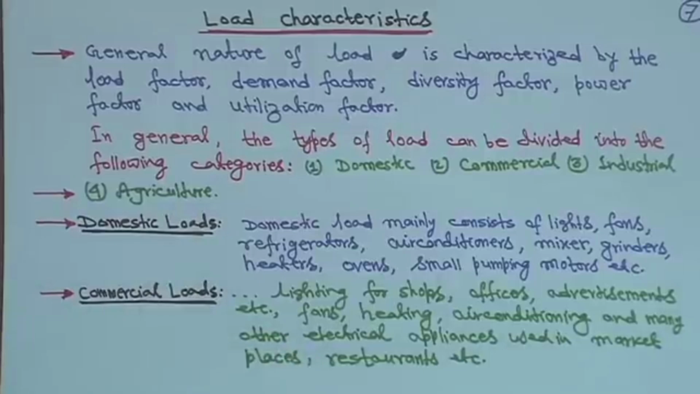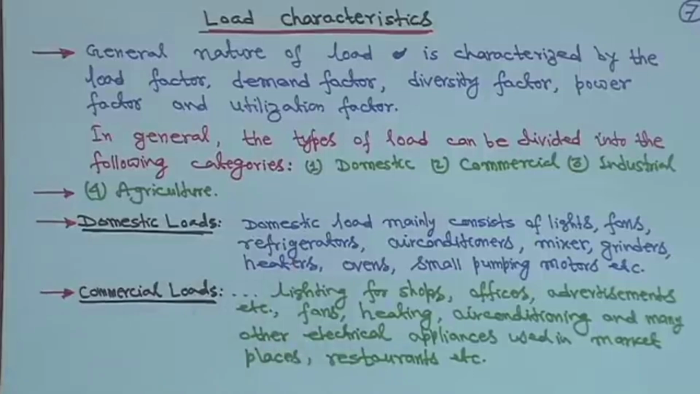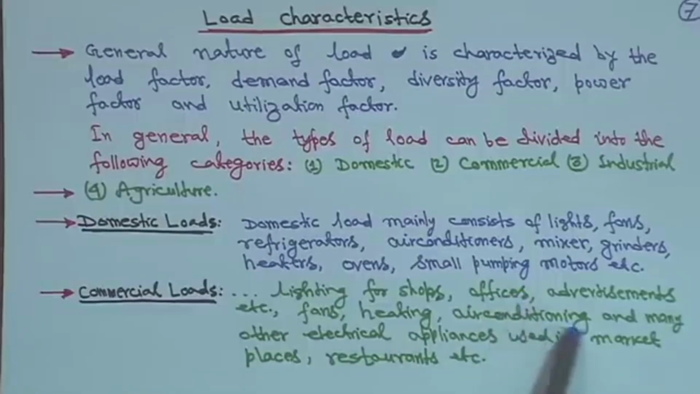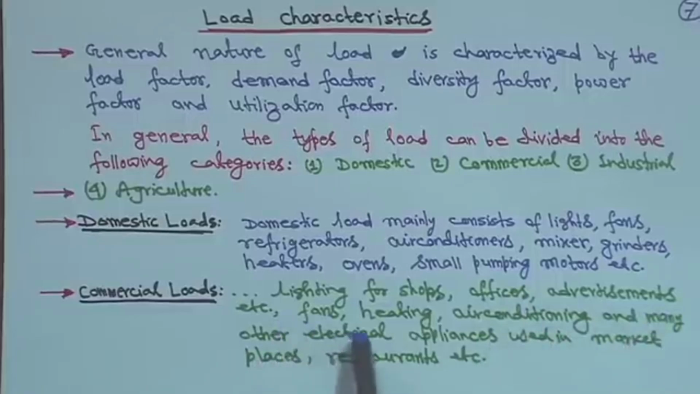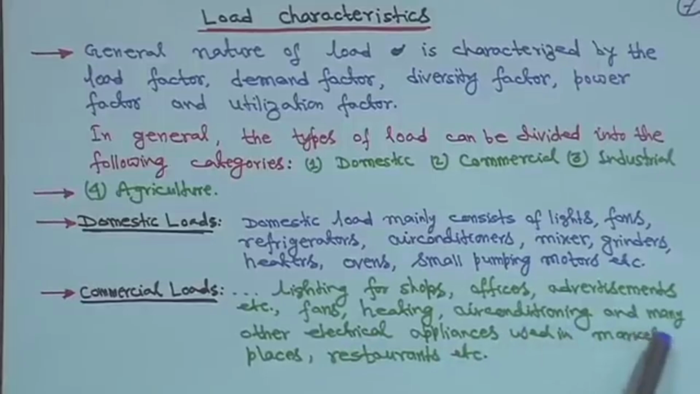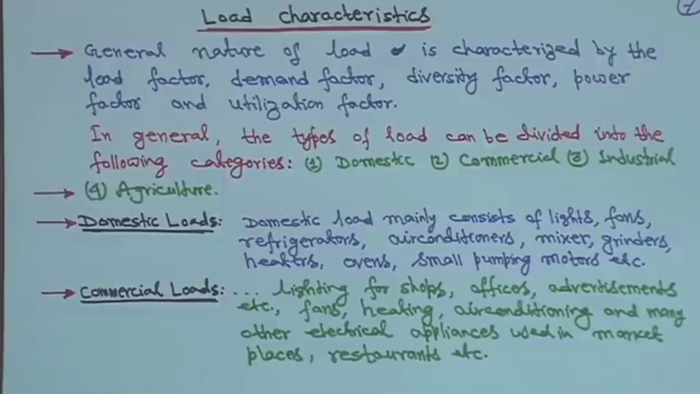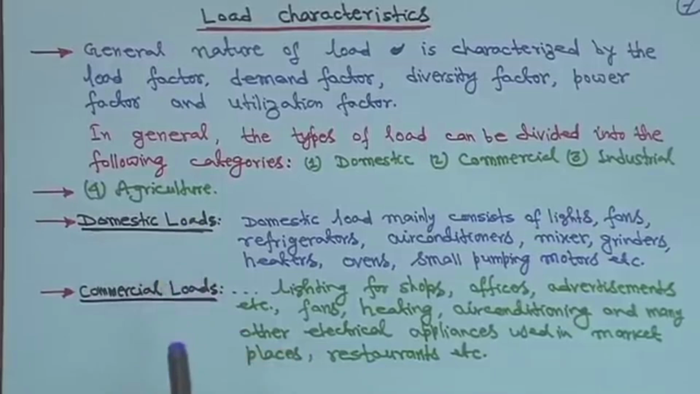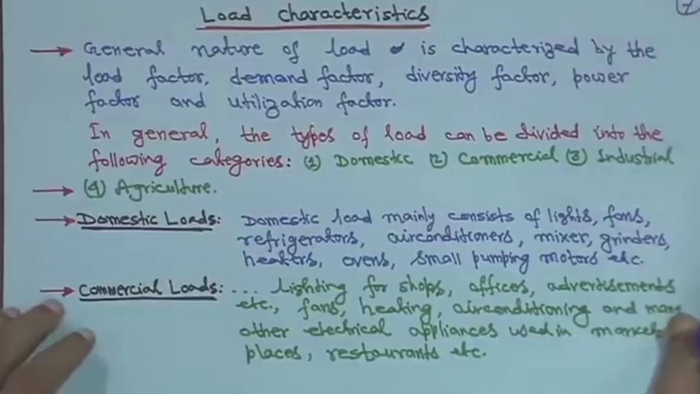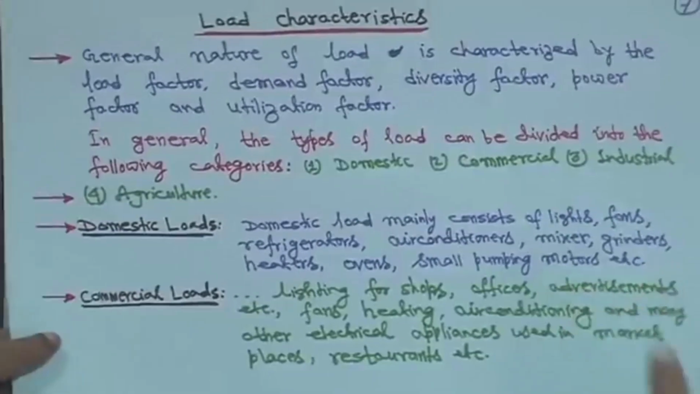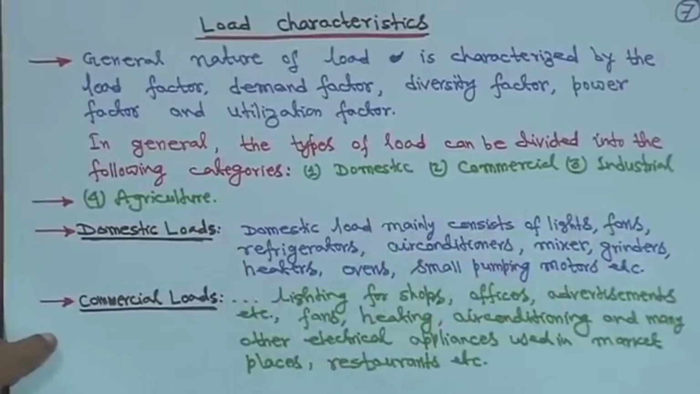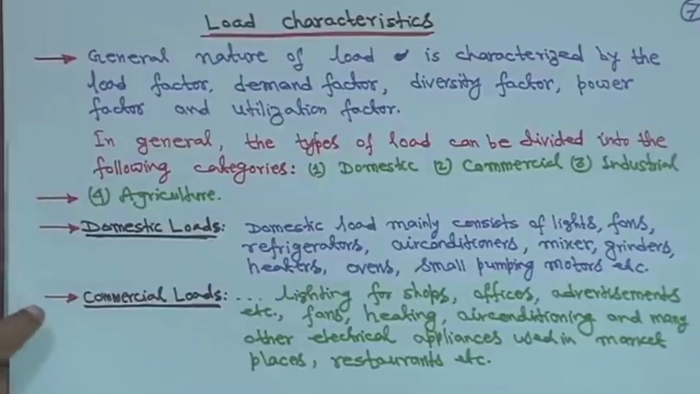Domestic load mainly consists of lights, fans, refrigerators, air conditioners, mixer grinders, heaters, ovens, small pumping motors, etc. Similarly, commercial loads are basically lighting for shops, offices, advertisements, fans, heating, air conditioning, and many other electrical appliances used in marketplaces, restaurants, etc. The different loads, domestic, commercial, industrial, agriculture, have different characteristics.